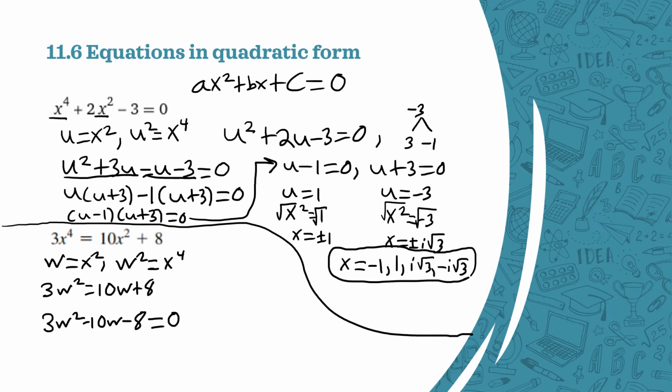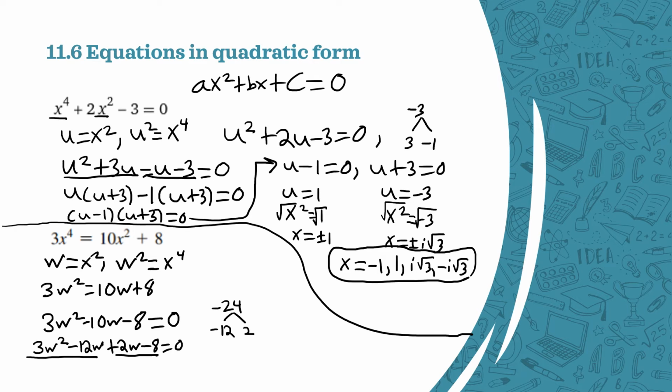And now I can apply the AC method. Two numbers that multiply to, well, 3 times negative 8 is negative 24. So two numbers that multiply to negative 24 and add up to negative 10. Well, negative 12 and 2, because negative 12 times 2 is negative 24, and negative 12 plus 2 is negative 10. So I can rewrite it as 3w squared minus 12w plus 2w minus 8 equals 0.